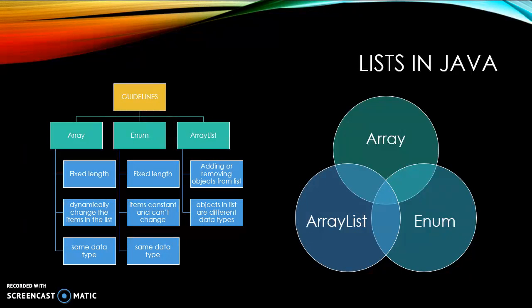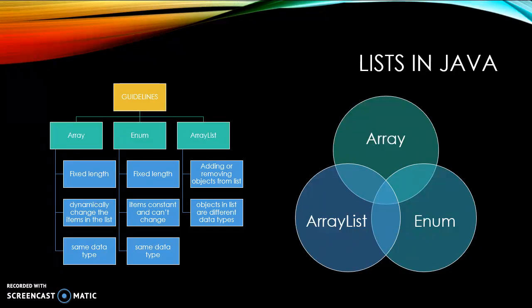Now, lists can have different characteristics. As the game progresses, items can be added or removed from the list. Some lists contain objects of different data types, while other lists contain objects of the same type. Some lists are constant, where the values cannot change.